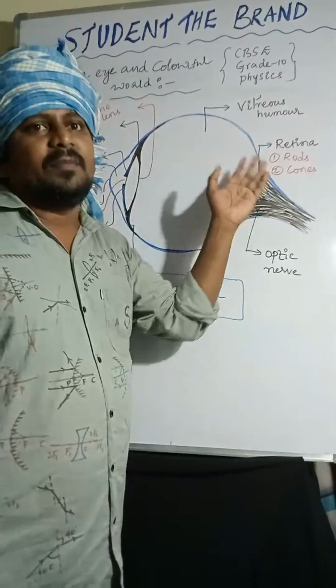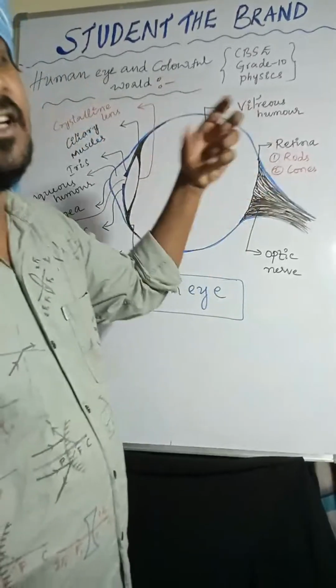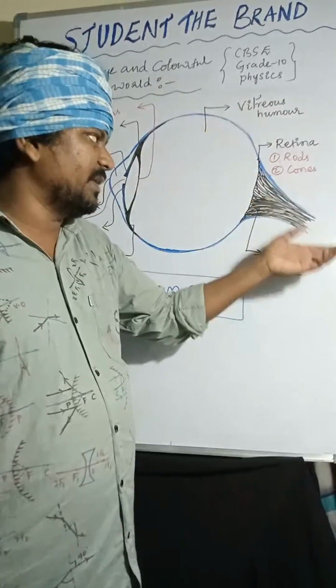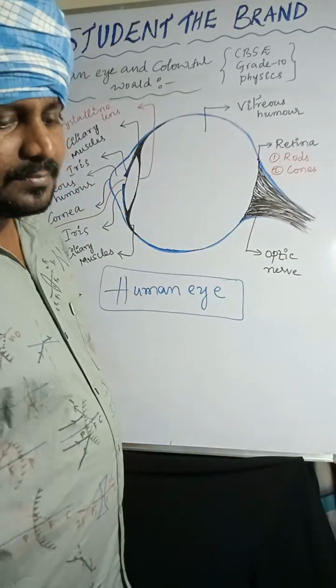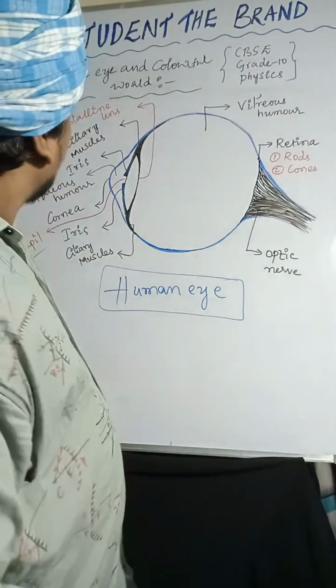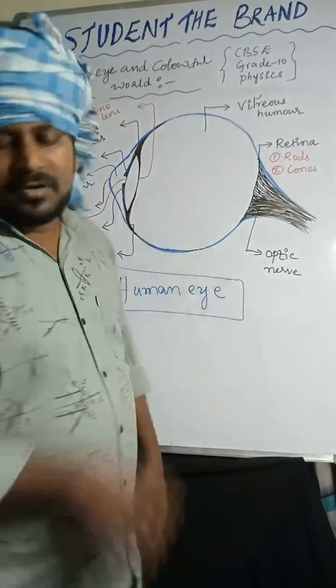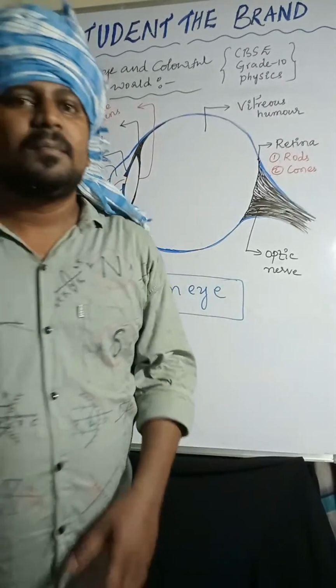Optic nerve: the images formed at the retina are converted into electrical signals that pass to the brain through the optic nerve. So this is about the human eye, its parts and functions.